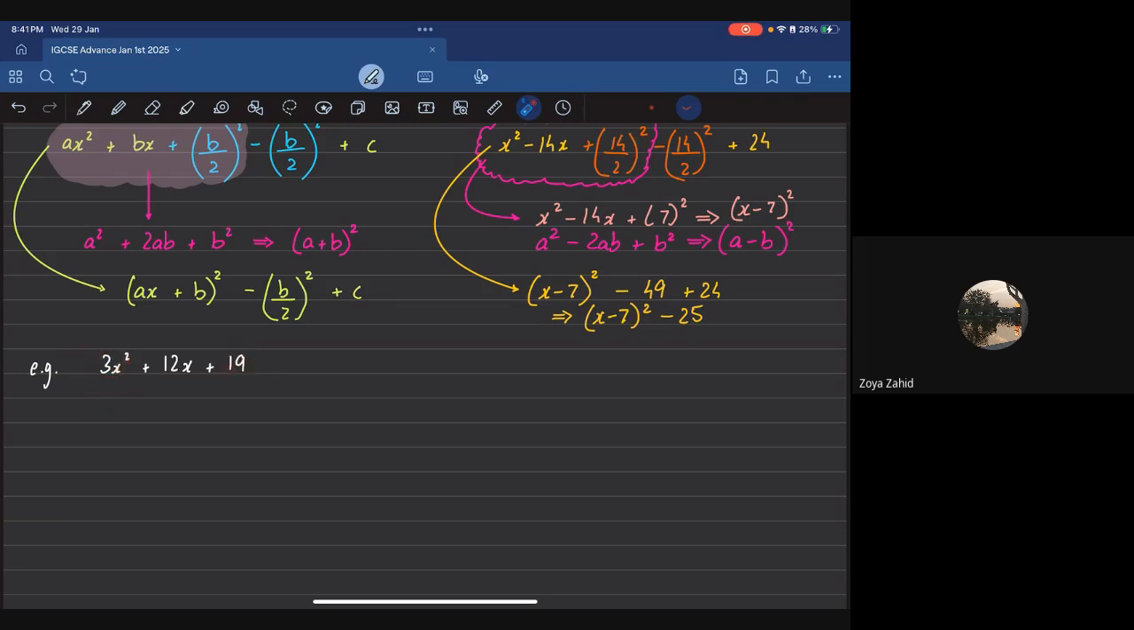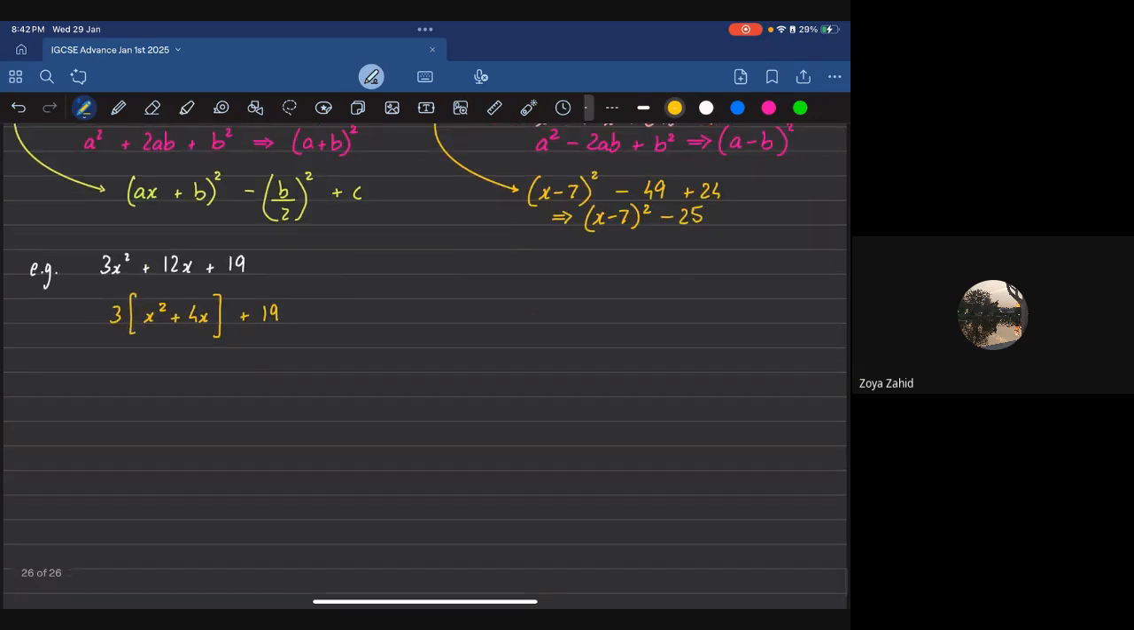So you can do two things. First, you could do 19 over 3, take out 3 and factorize the entire thing. Or you could simply factorize just this part and leave 19 outside. That could work. For example, I could do it like this: 3 times x squared plus 4x, plus 19. That could work. Now what is going to happen? You can do the completing the square method from here on out.